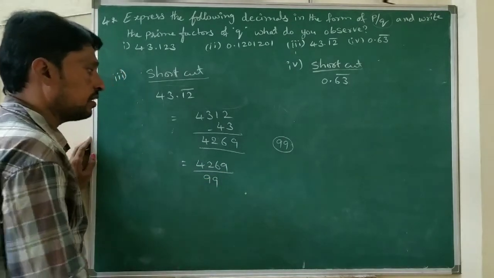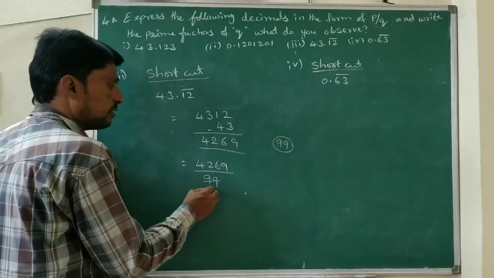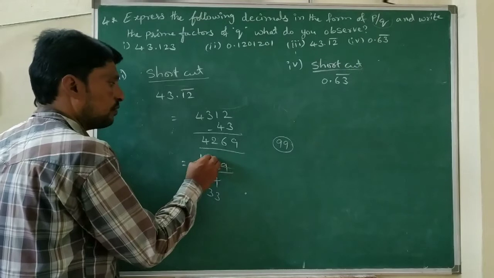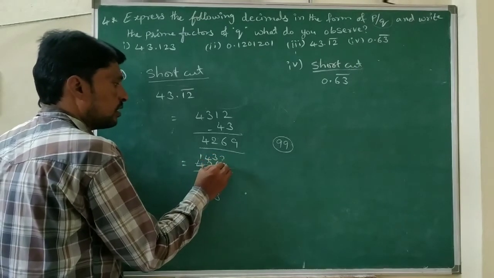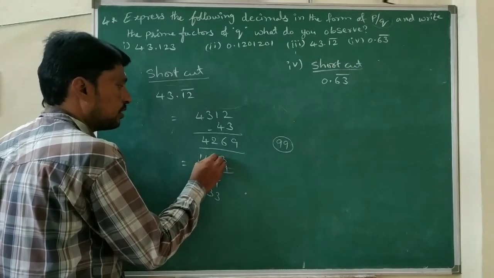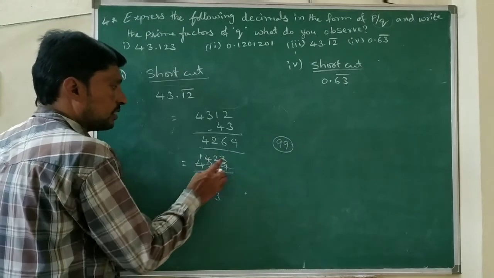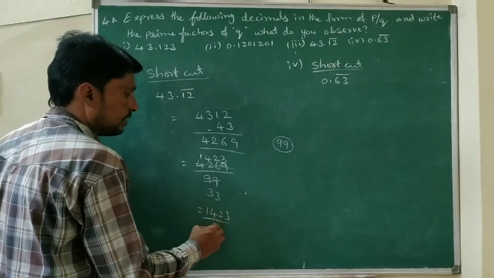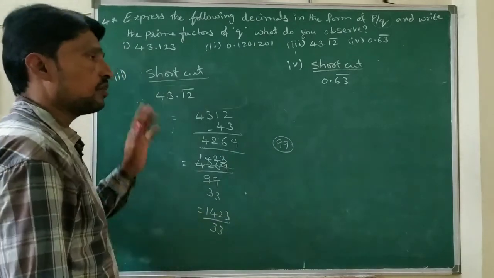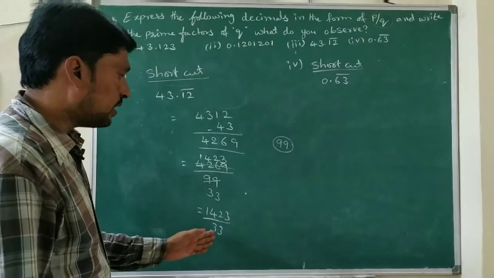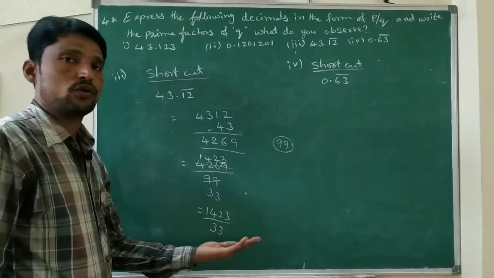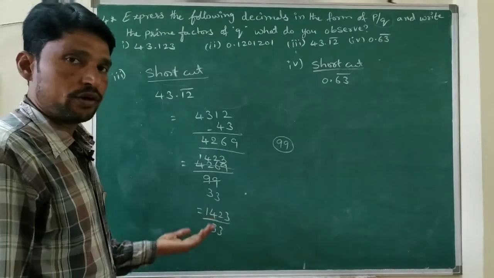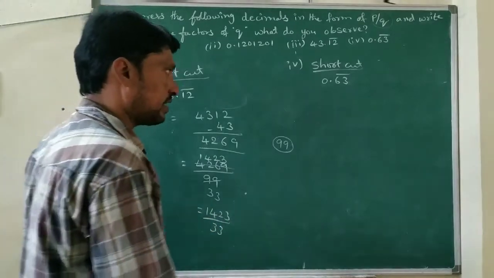Now we cancel using the 3 table: 3 1s are 3, 3 4s are 12, 3 2s are 6, 3 3s are 9. That equals 1423 by 33. This is the decimal form. Here the prime factors of the denominator are 3 into 11, so it is not of the form 2 power n into 5 power n. So it is a non-terminating repeating decimal.